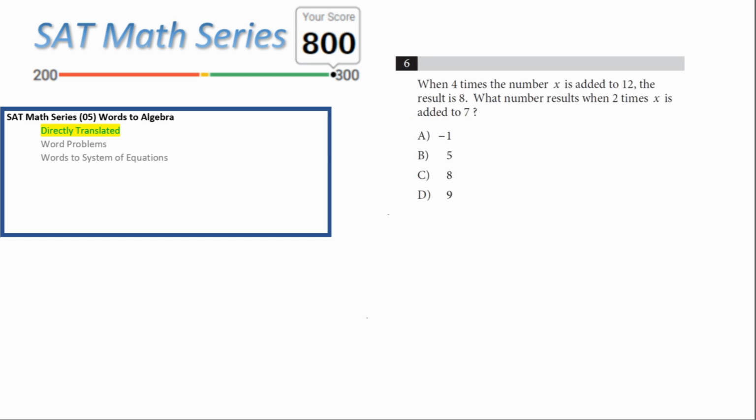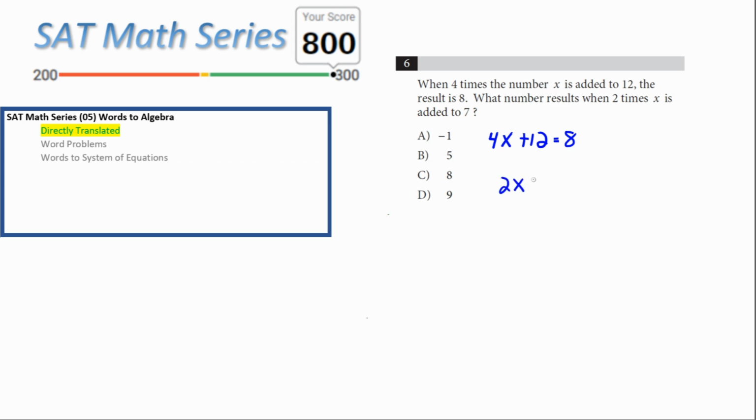Okay, let's see another problem like this. It reads, when 4 times the number x is added to 12, the result is 8. What number results when 2 times x is added to 7? So the first line here, it says when 4 times the number x, that would be 4x, is added to 12. So it didn't matter if we did 12 plus 4x or 4x plus 12. The result is 8. Then it asks, what number results when 2 times x is added to 7?